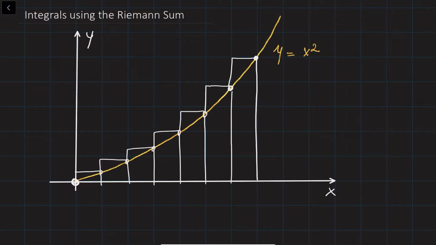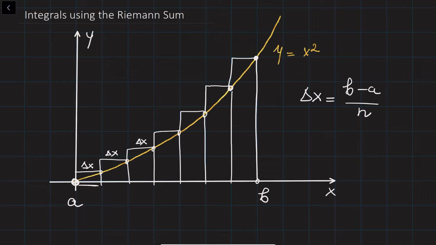If you are given the interval from a to b, and the number of rectangles is equal to n, then the width of the rectangle, delta x, is going to be equal to b minus a, the width of the whole interval, divided by n, the number of rectangles. So this width here is delta x, this is delta x, this is delta x, and so on.